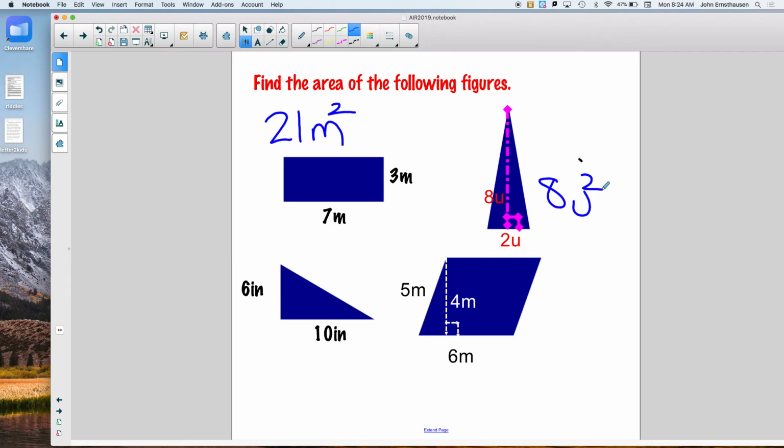What would be the area of that triangle right there? Yes, good label. You're on it today again. You're on it too, Saul. Good.